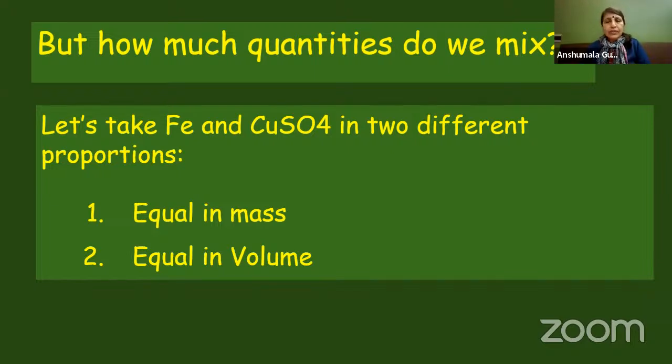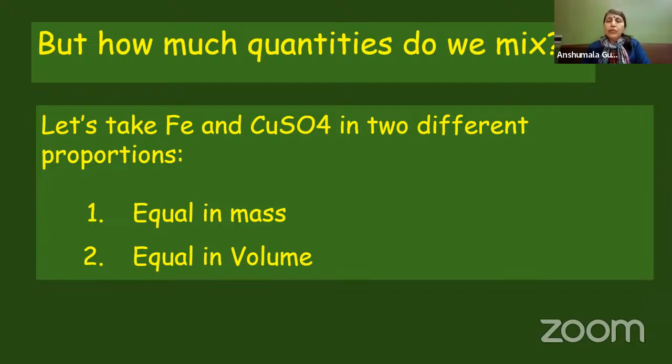Ma'am, one question. If we consider each particle of iron powder or copper sulfate as one minute particle, each one is weighing differently. That is my question. Then how can we say that it is equal in mass?